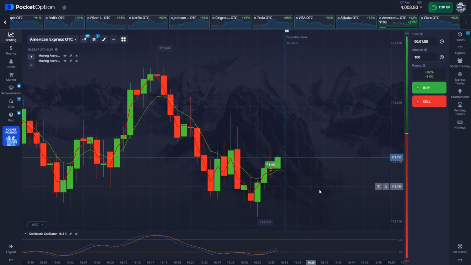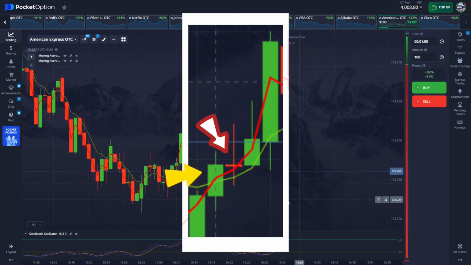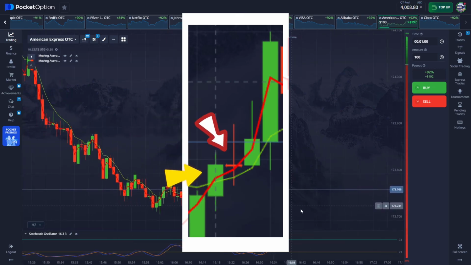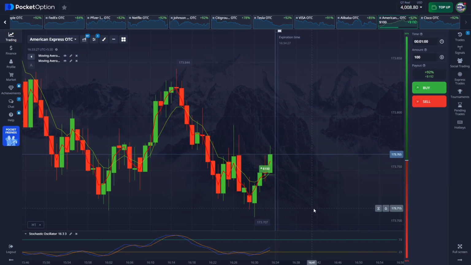If this scenario forms in any market, if a green candle crosses the moving averages, and then a red candle forms which is above the moving average, then we are pretty sure that the next trade is going to be for up. Till then let's switch to another market and see what happens.